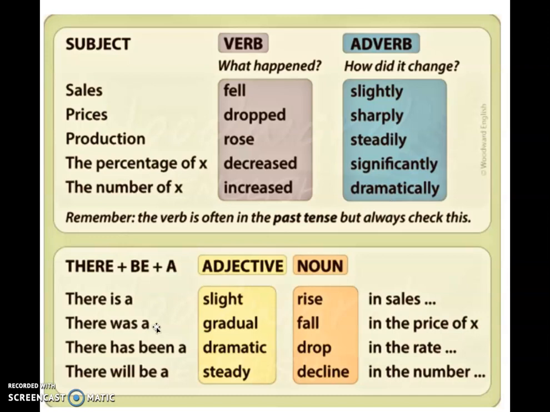And then you could also talk about it in a little bit different way by using adjectives and nouns instead of verbs and adverbs. You could say there is a slight rise in sales, or if it was past tense, there was. Or there was a gradual fall in the price of something. Or there has been a dramatic drop in the rate of something. Or there will be a steady decline in the number of something. So these are just different ways we can talk about a graph.